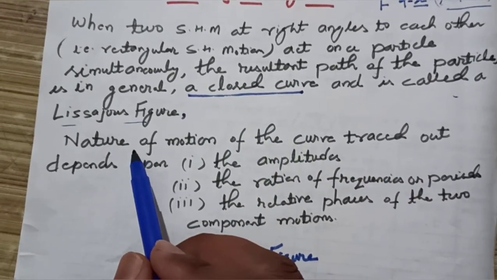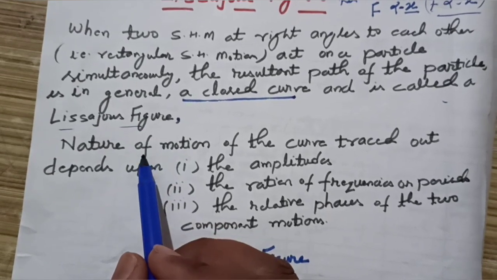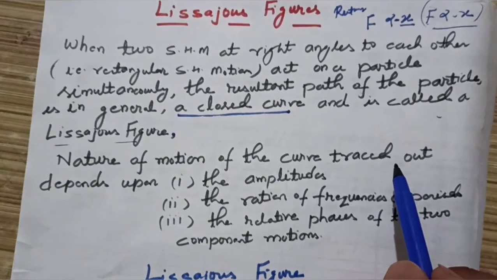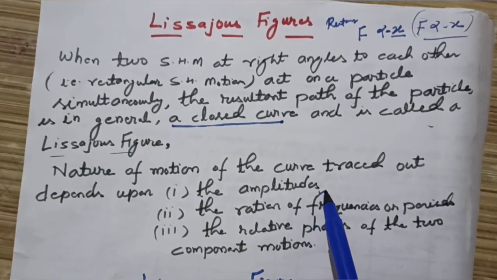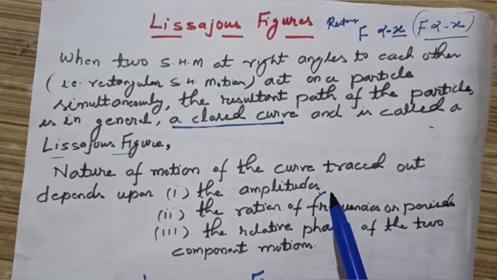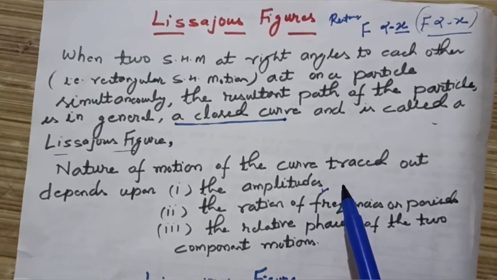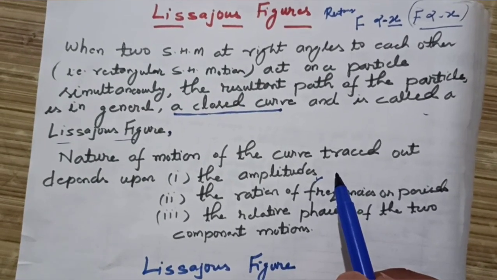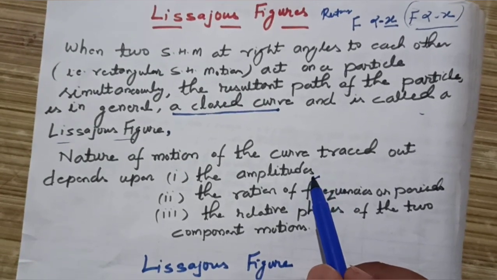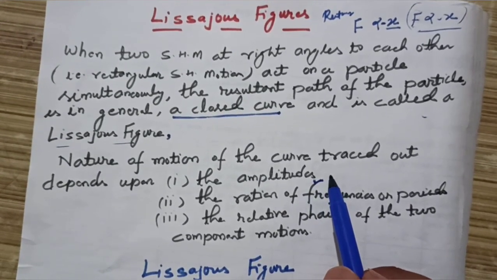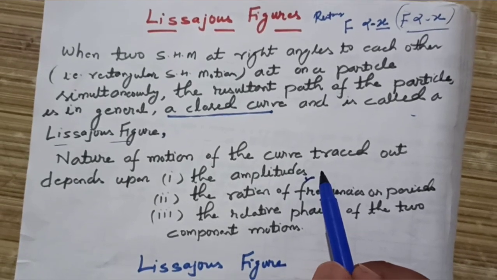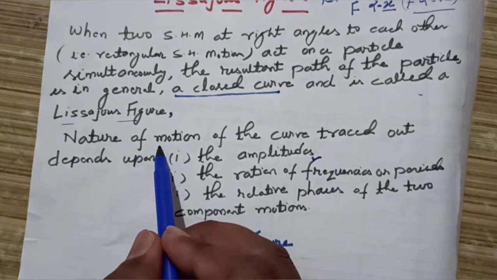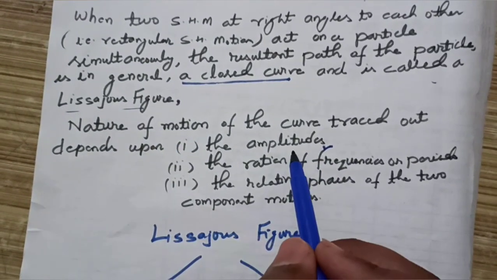So on what factors will the Lissajous figure depend, or on what factors does the traced curve depend? First, the amplitude. What is the basic definition of amplitude? The maximum displacement of the particle executing simple harmonic motion from the mean position or equilibrium position is called the amplitude. So the first thing the nature of the motion of the curve depends on is the amplitude.